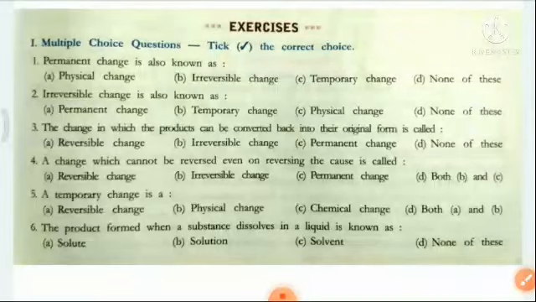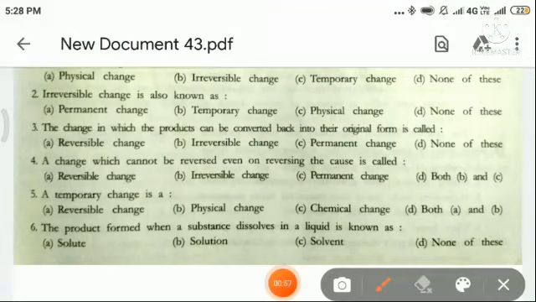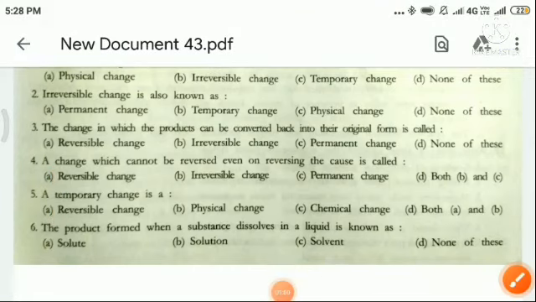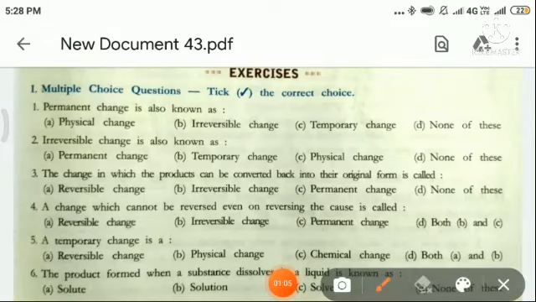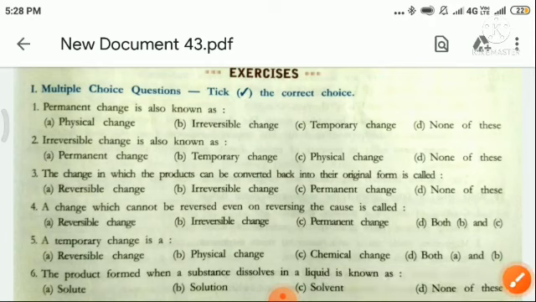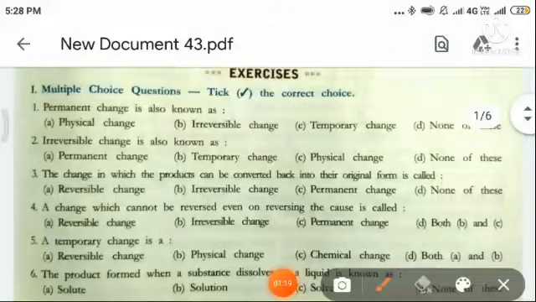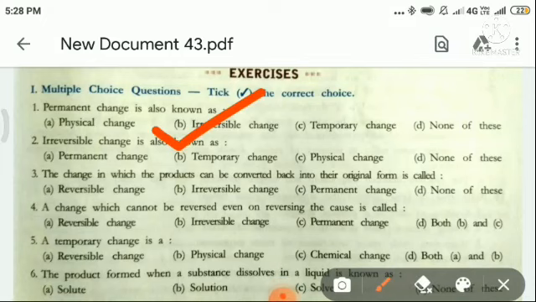The first set of questions is MCQs. The first question is: permanent change is also known as. What happens in a permanent change? We cannot get back the original substance. A new substance is formed and we cannot get back the original substance. So permanent changes are irreversible. We can say that permanent change is also known as irreversible change.